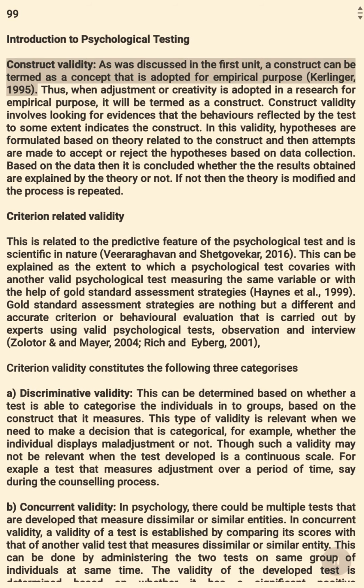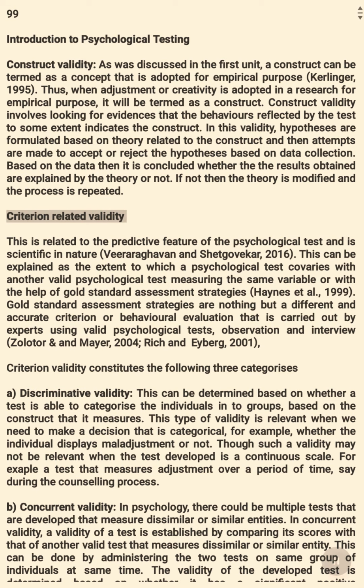Construct validity. As was discussed in the first unit, a construct can be termed as a concept that is adopted for empirical purpose, Kerlinger, 1995. Thus, when adjustment or creativity is adopted in a research for empirical purpose, it will be termed as a construct. Construct validity involves looking for evidences that the behaviors reflected by the test to some extent indicate the construct. In this validity, hypotheses are formulated based on theory related to the construct, and then attempts are made to accept or reject the hypotheses based on data collection. Based on the data, it is then concluded whether the results obtained are explained by the theory or not. If not, then the theory is modified and the process is repeated.